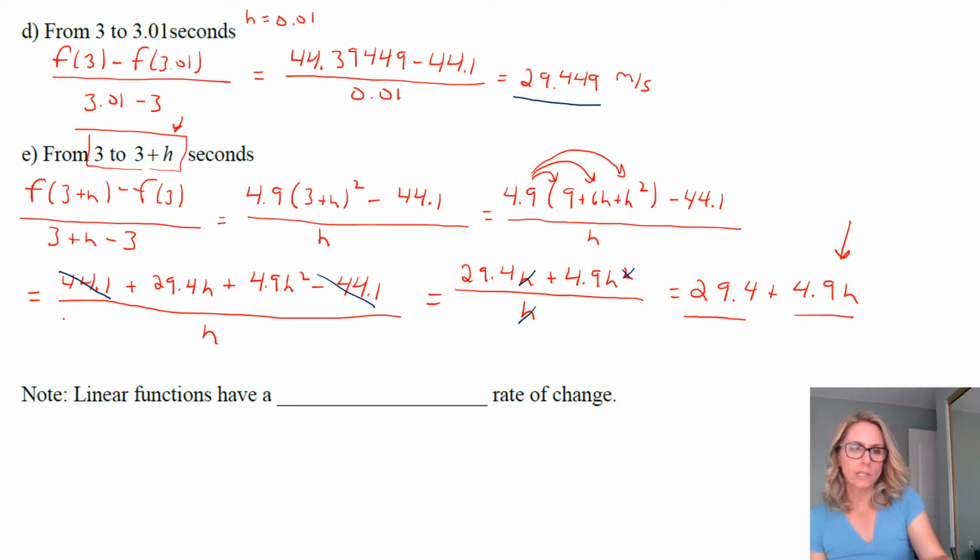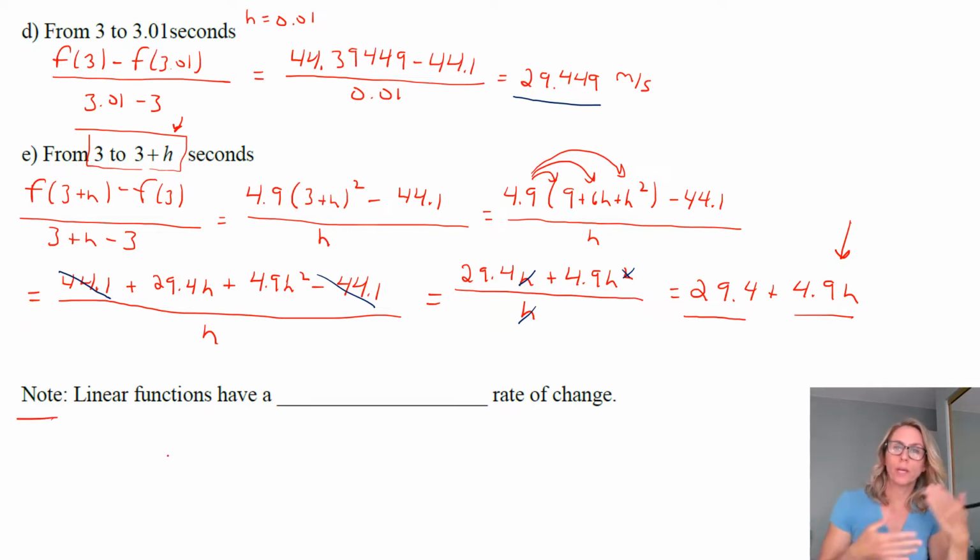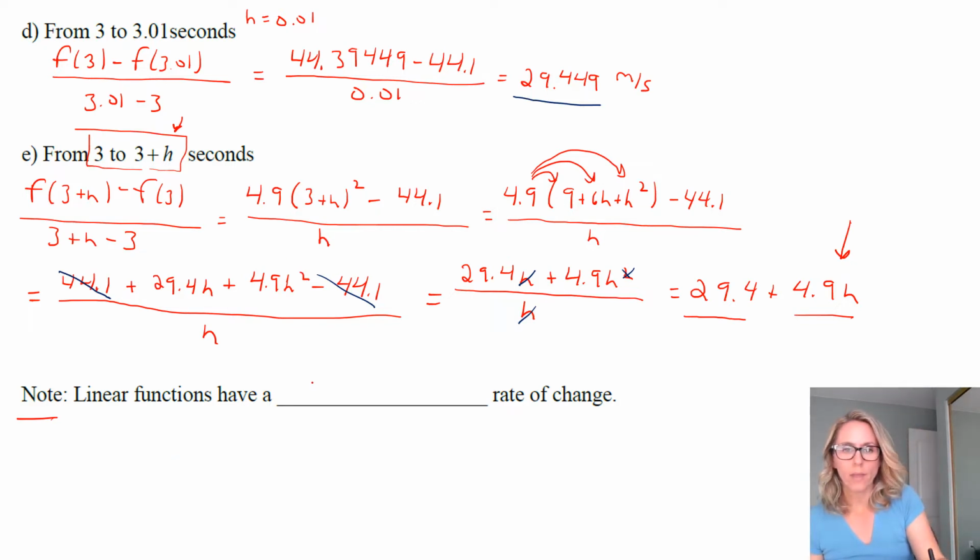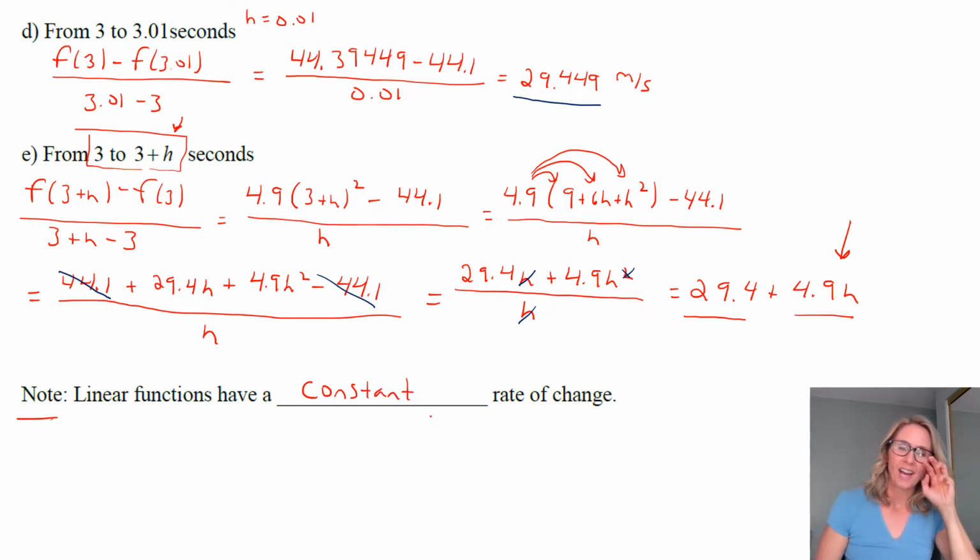Another thing, just a side note: this function was quadratic, so its average rate of change changes. Linear functions have a constant rate of change, and we will talk about that when we talk about linear functions very, very soon. But it just means that their average rate of change does not change, which comes down to the fact that they have a constant slope. We'll talk about that soon.